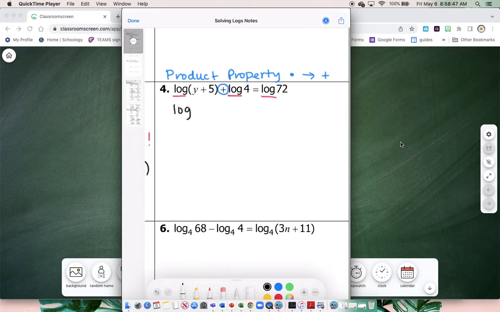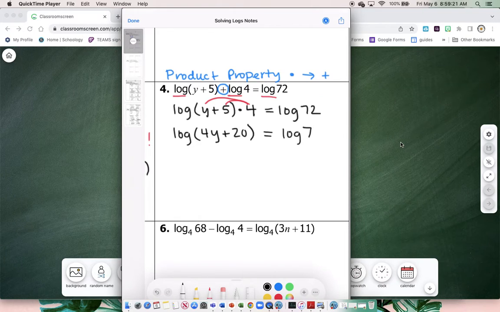Okay, so I'm going to take the log of y plus 5, and I'm going to multiply that by the other log on that left side, which is 4. On the right side, log of 72 can stay just as is, because there's only one log on the right side. Okay, let's condense it even more. We can bring this 4 inside the parentheses, distribute. So this actually gives me log 4y plus 20, because 4 times 5 is 20, is equal to log of 72.